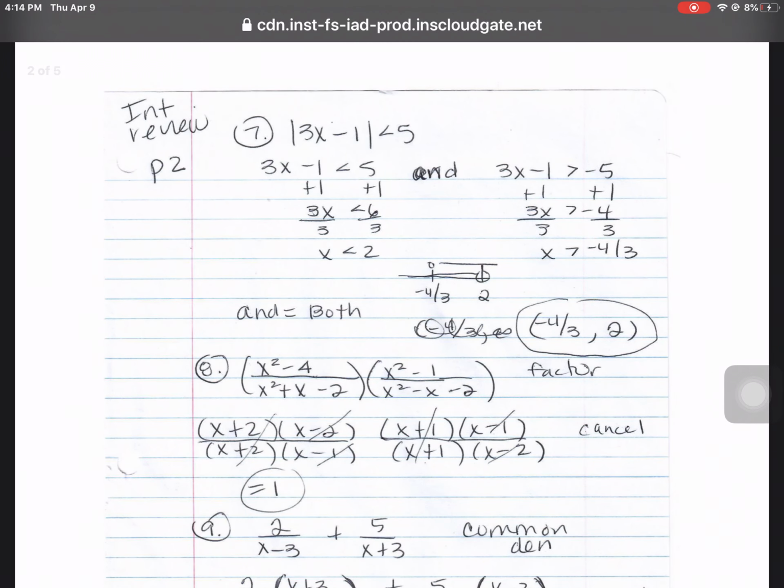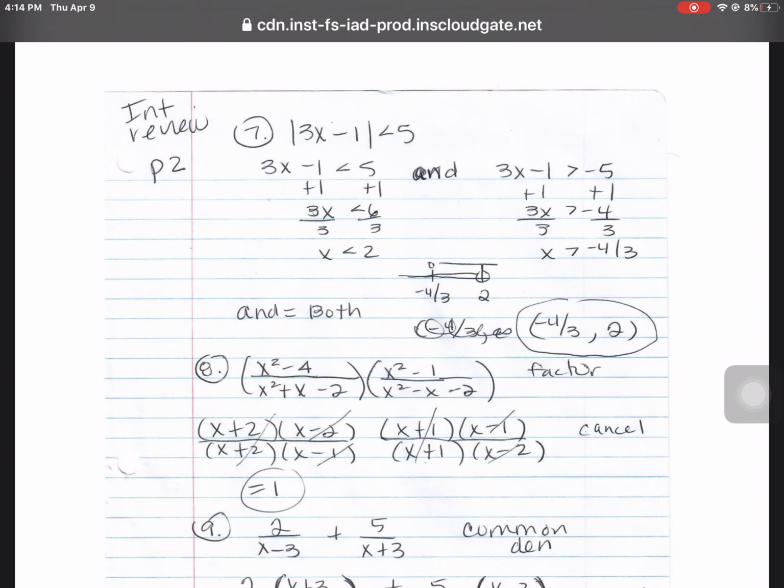Number 7, absolute value split into 2 equal parts. Less than 5 and greater than -5. On the -5, you will always flip your symbol. Less than is always and. That memory tool, GO-LA. Less than and. The LA. So solve for x.